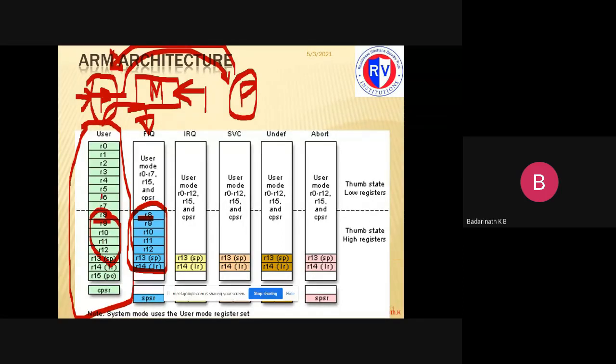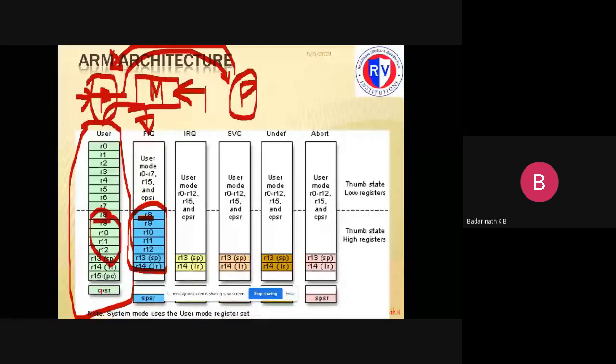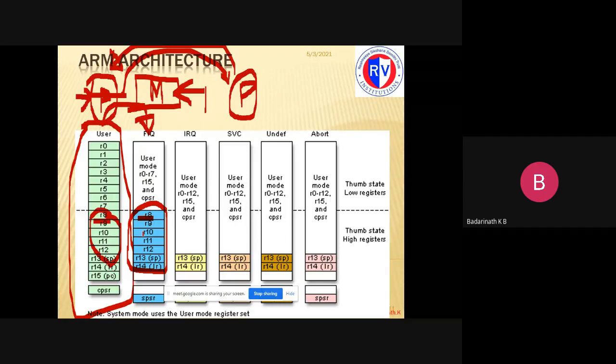So now, totally how many registers? Till now we have understood R0 to R15, 16. Then one control register. So when I go to the FIQ mode, they provide physically an extra set of registers. How many are there? 1, 2, 3, 4, 5, 6, 7. 7 extra registers. So 16 plus 7 we have understood till now.